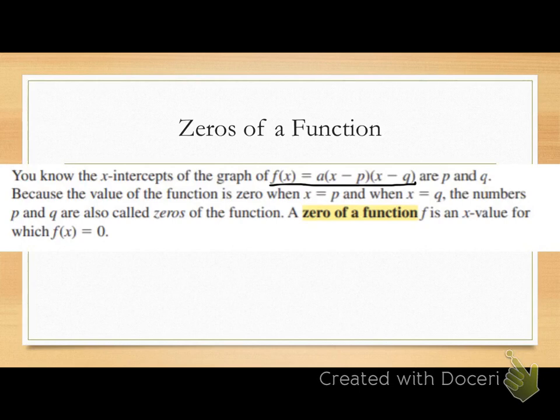So if you're finding the zeros of the function, what do you do? Set the whole function equal to 0. Factor it. Solve for x using your zero product property. Questions, comments, concerns?